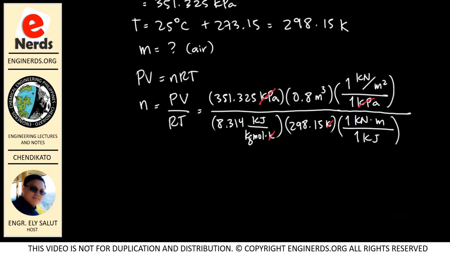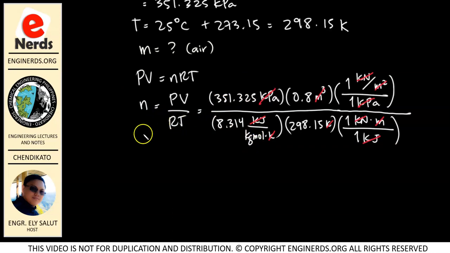Okay, so kung titignan natin, our kilojoule will be cancelled out. Our kilonewton will be cancelled out. And we have a square meter here and a meter here. So, therefore, magkakaroon tayo ng denominator in cubic meters. And then, we have a cubic meter in the numerator. So, this will be cancelled out as well. So, ano yung naiwan sa atin? Our unit will be in kilogram mole. And since denominator natin siya dito, that means it will be transferred sa ating numerator, no?